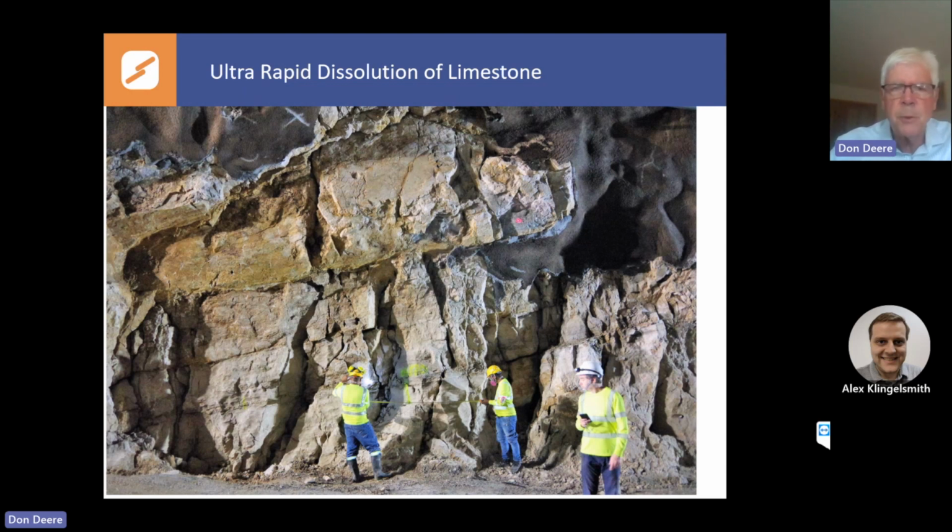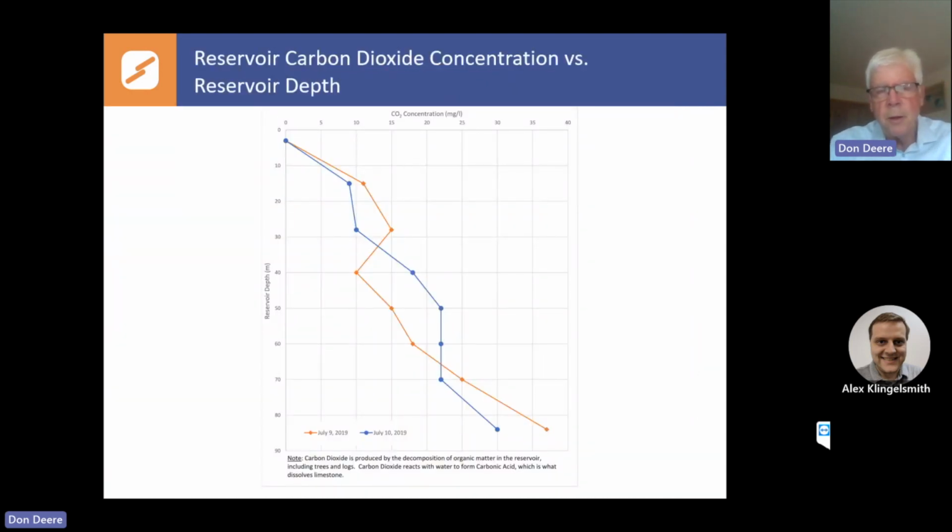So we sampled the reservoir water quality for multiple constituents. This graph shows CO2 concentrations versus depth. The deepest sampling was at 85 meters depth, and that's where the CO2 concentrations were the highest, up around 35 parts per million or milligrams per liter. And as you can see, as you go up in the reservoir, they are at zero because the CO2 is off-gassing to the atmosphere.